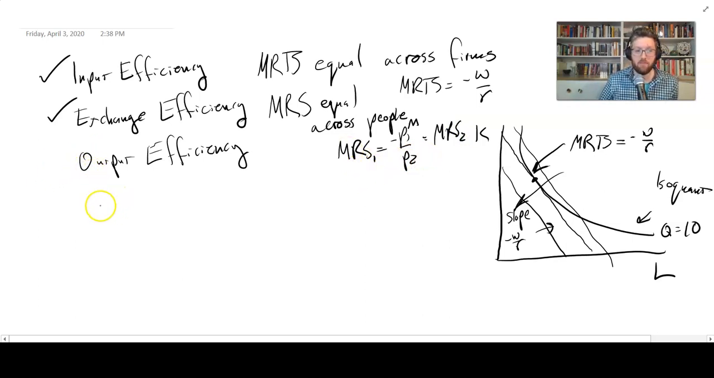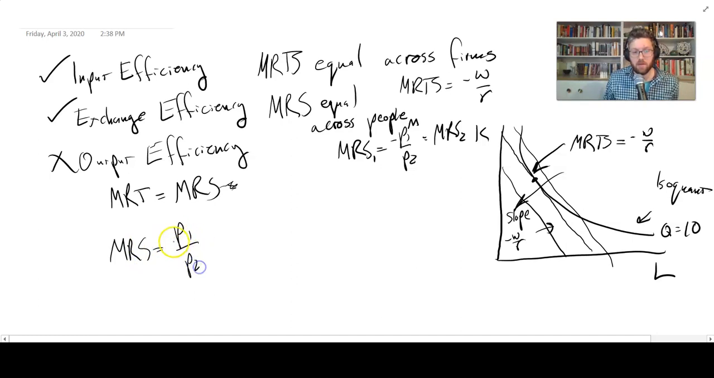Last one, we have the output efficiency. Remember, this requires that the marginal rate of transformation equals the marginal rate of substitution, and we're going to see that this is the one that breaks when you have a monopolist. So why does it break? Well, remember that the marginal rate of substitution, let's do this here, is equal to, for example, the price ratio P1 over P2. Okay?